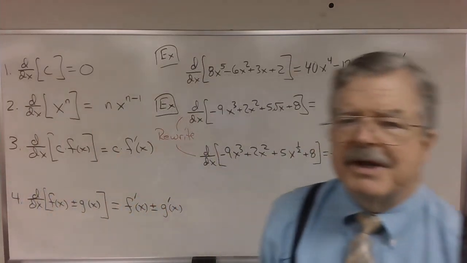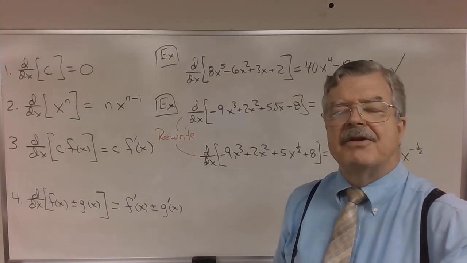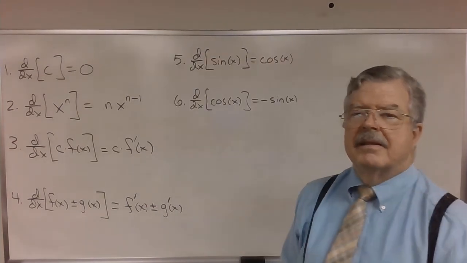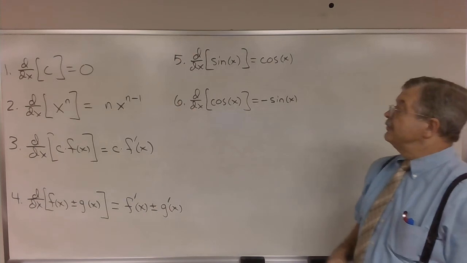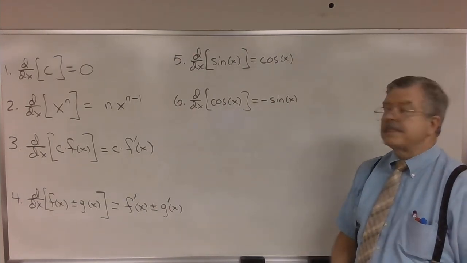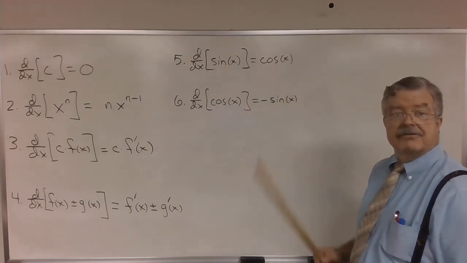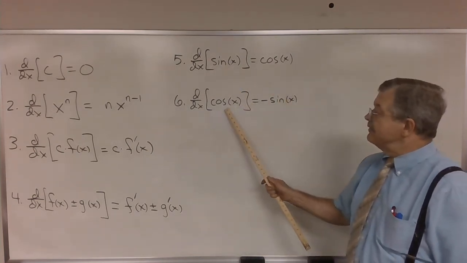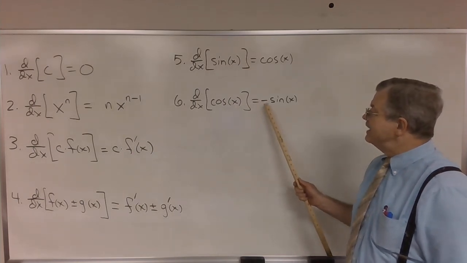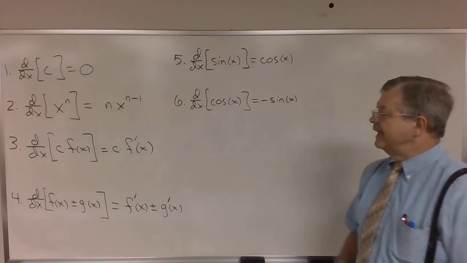Before we go, I'm going to add 2 properties to our list. I'm going to add number 5 and number 6. 2 more rules or properties of derivatives. The derivative of sine of x is cosine of x. And the derivative of cosine of x is negative sine of x. So let's look at an example.